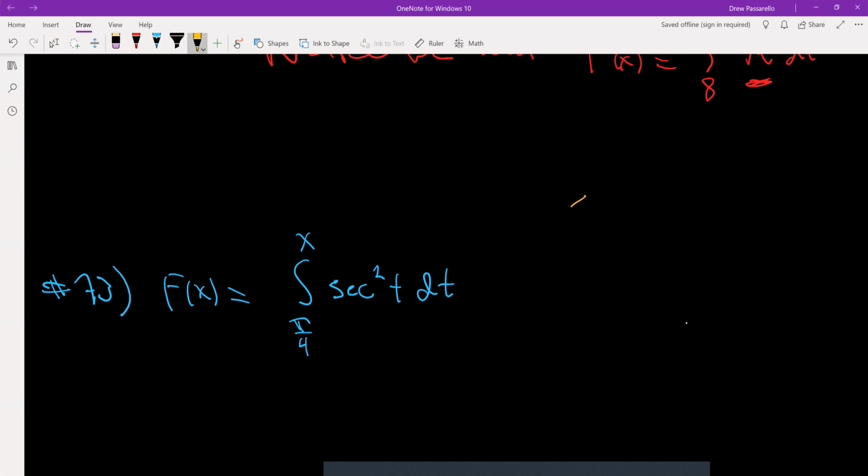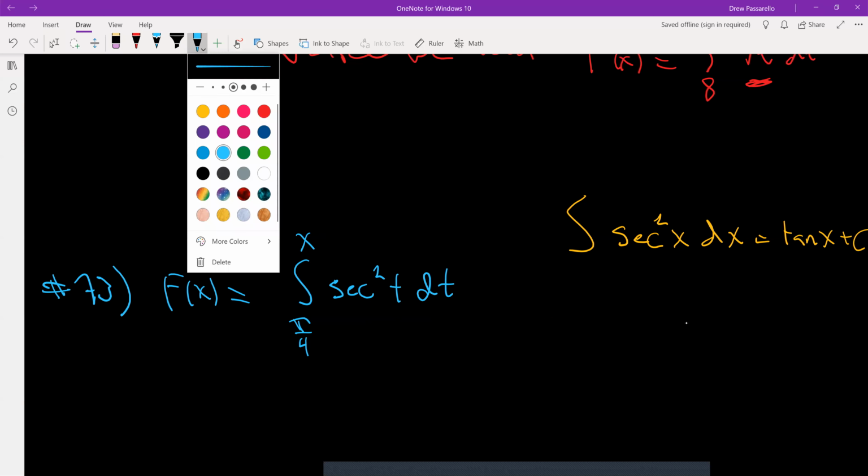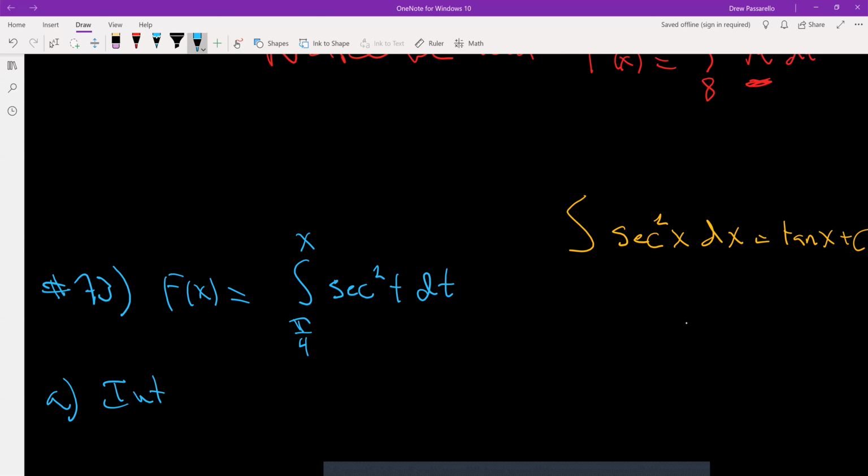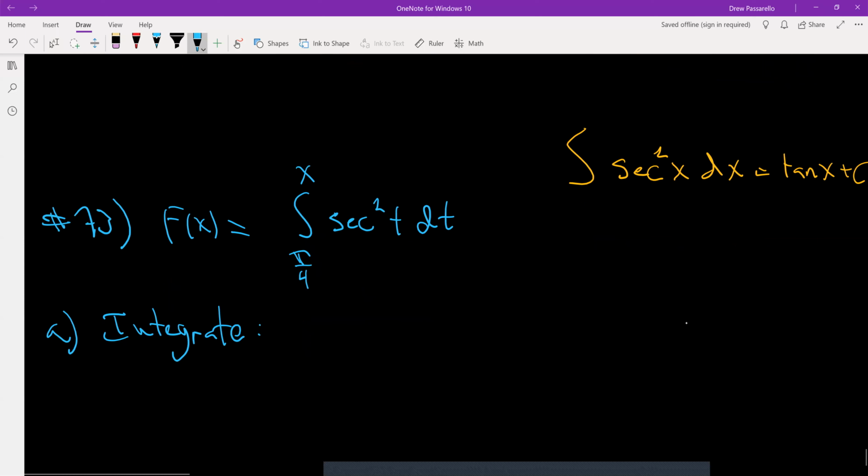And you'd have to know from the integration rules, if you integrate secant squared, that gives you tangent. So integrating it, you get capital F of x equaling tangent of t, because the integral of secant squared is tangent. And then our limits of integration are pi over 4 and x.